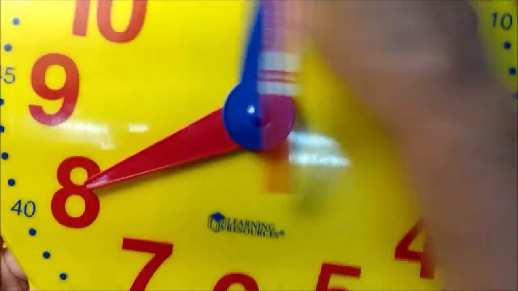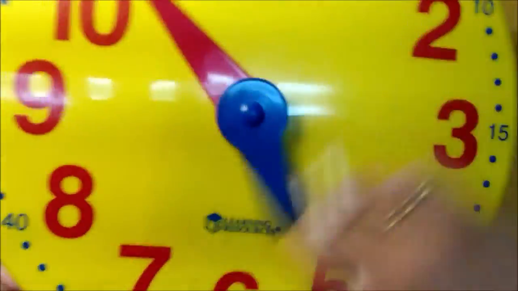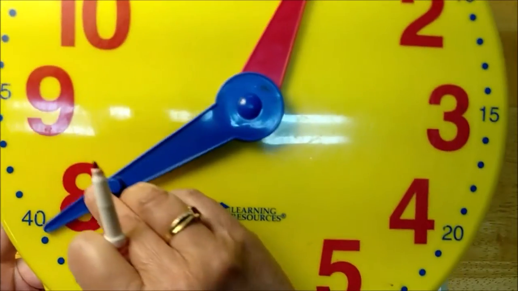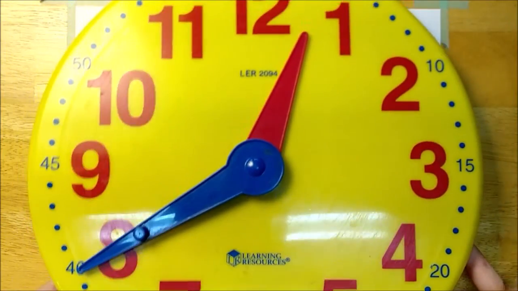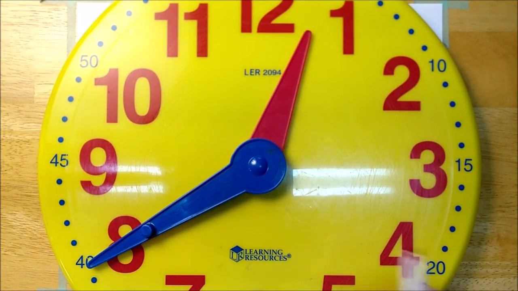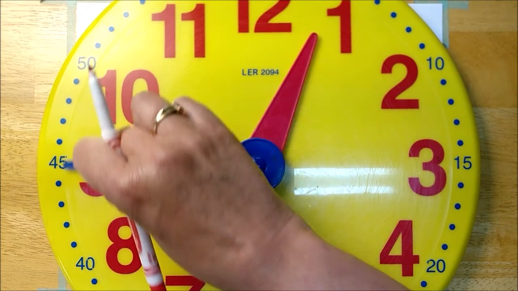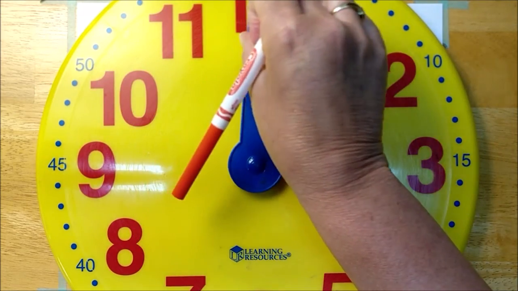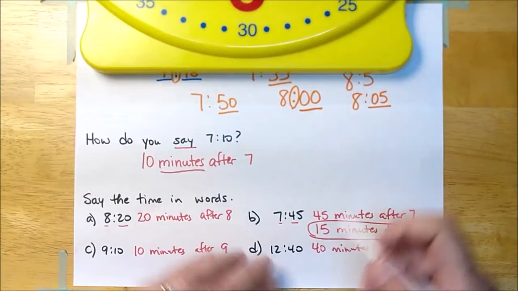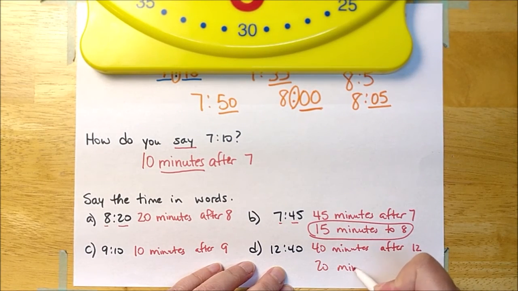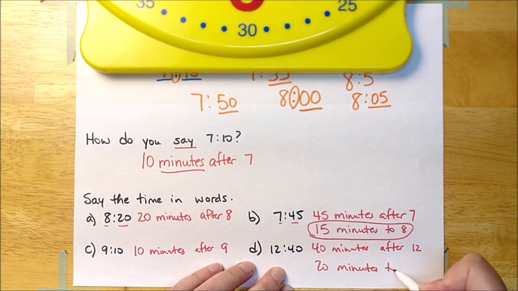And this one is 12:40. So my clock is looking like that. And I would say how many minutes do I need to go to the hour? So it's 5, 10, 15, 20 minutes to the next hour, which is 1.